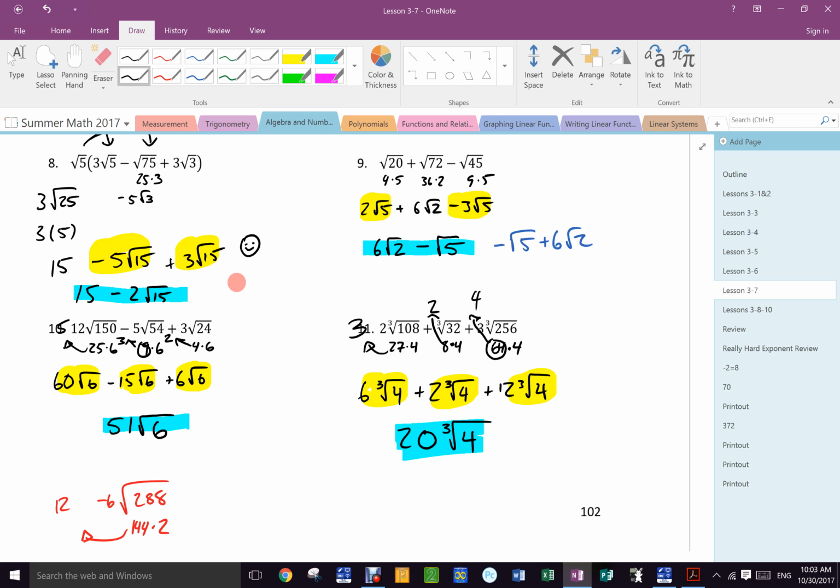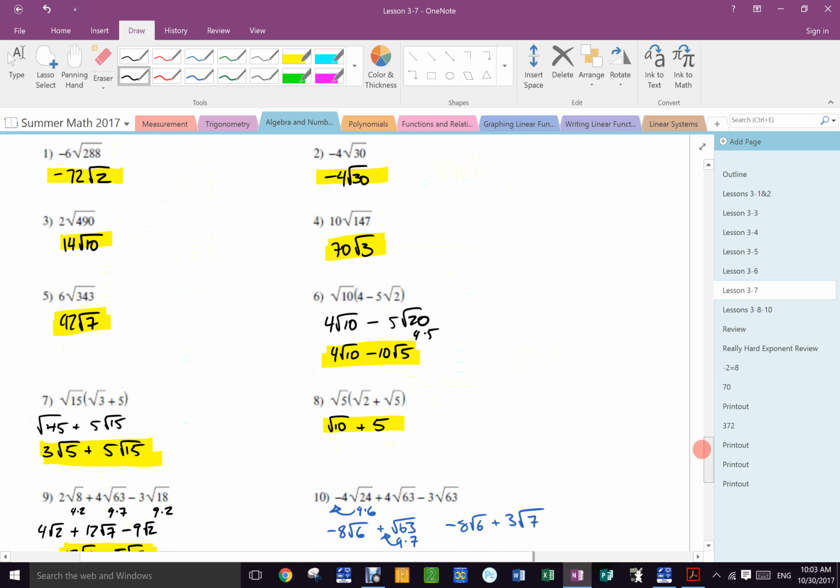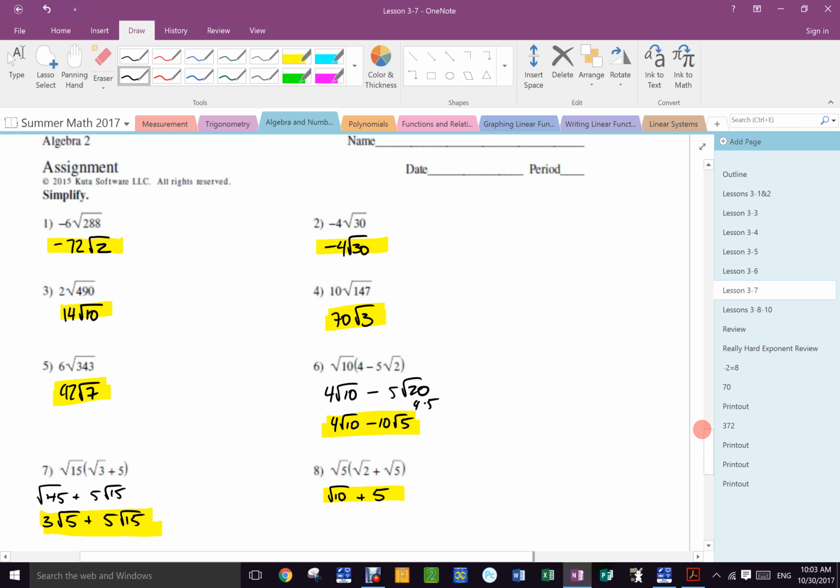Does anybody need to talk about 8, 9, 10, or 11? Going once. Going twice. Going thrice. We are good? Excellent. And then just to remind you, 103, I had some simplifying on there.